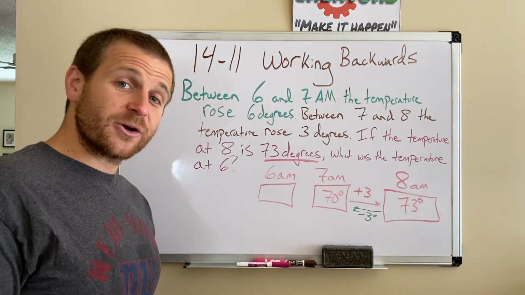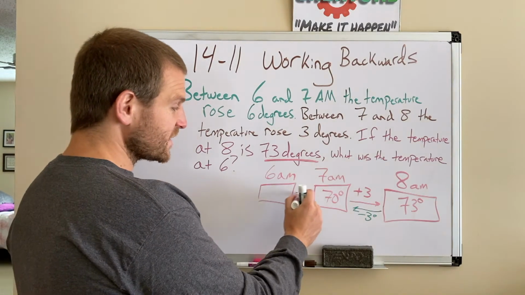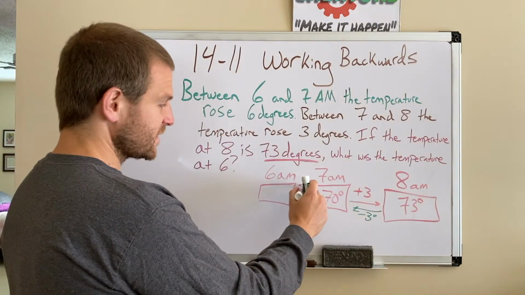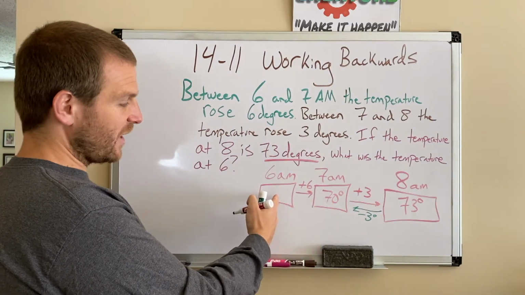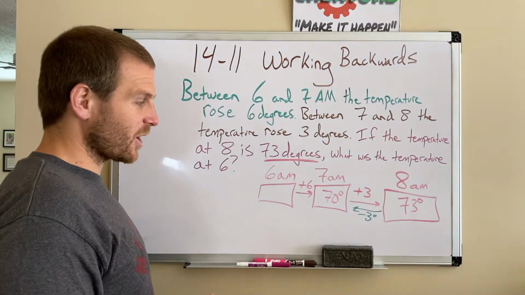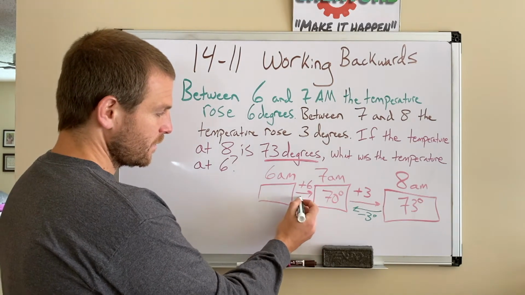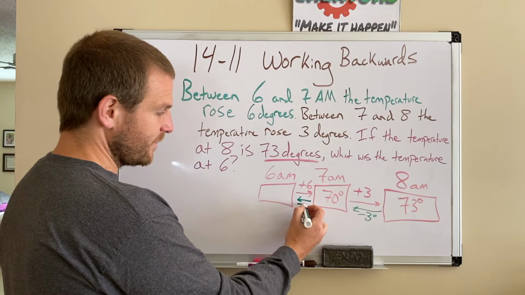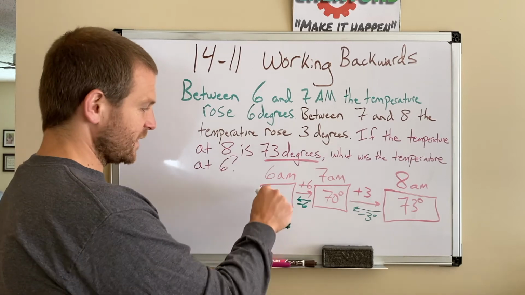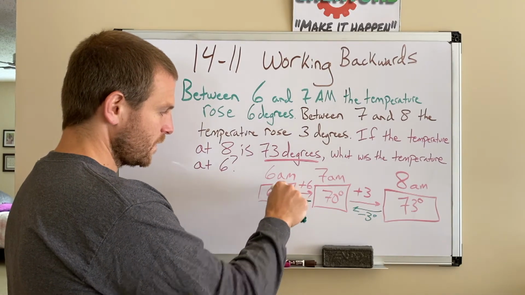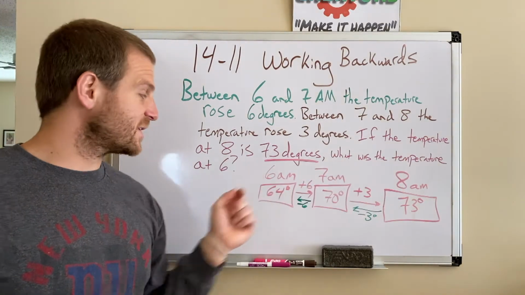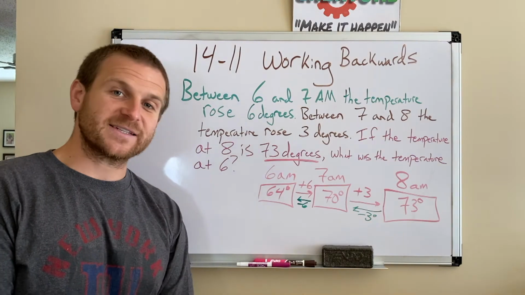At 6 a.m. we still don't know what the temperature was, but we do know between 6 a.m. and 7 a.m. the temperature rose 6 degrees, so plus 6. So it went from something plus 6 equals 70. So now I'm going to work backwards again. And instead of adding 6 this time, I'm going to subtract 6. So 70 minus 6 is going to give me 64 degrees. So the temperature at 6 a.m. started at 64 degrees.